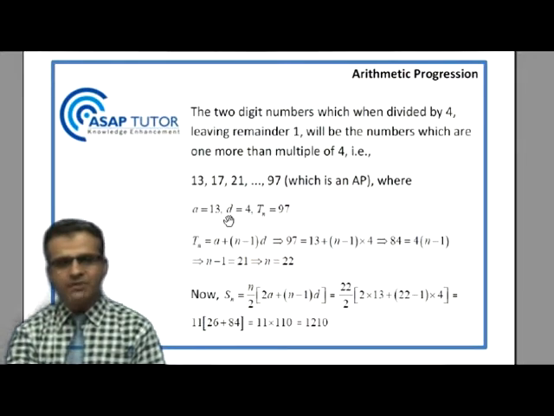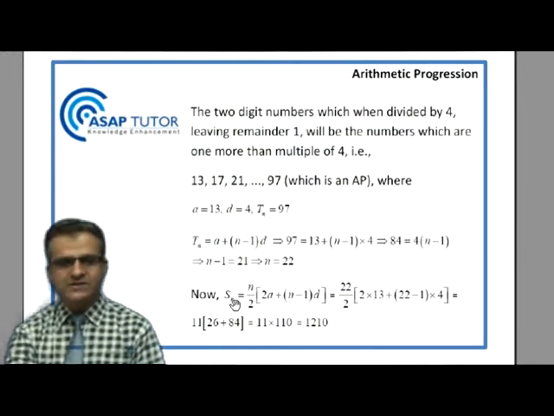Now to find the sum, the first step will be to find the total number of terms, that is the value of n. So we can use the formula Tn is equal to A plus n minus 1 into D. Substituting the respective values, Tn is 97 is equal to A is 13 plus n minus 1 into D, D is 4, and solving it we get n is equal to 22.